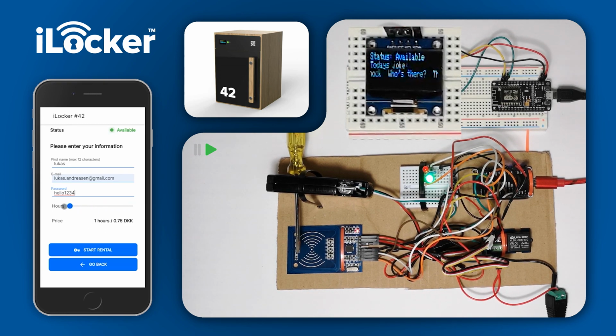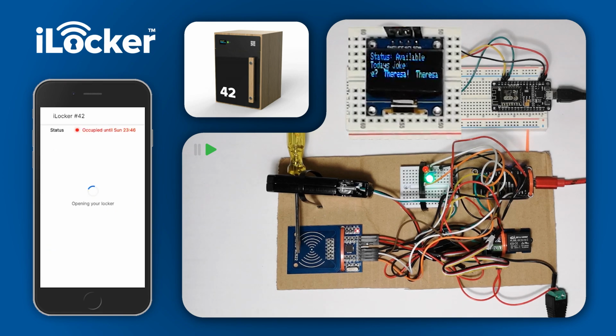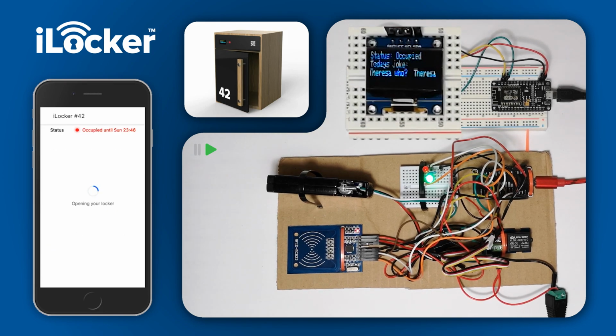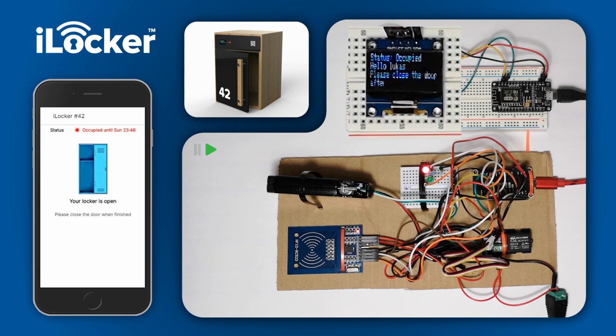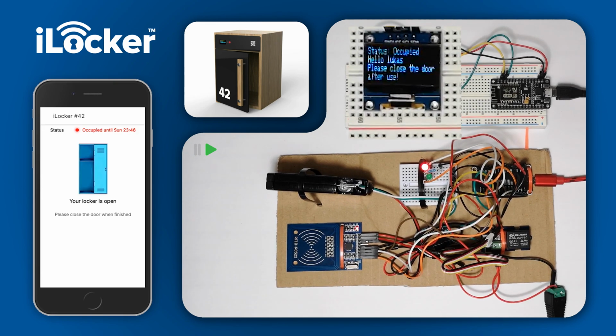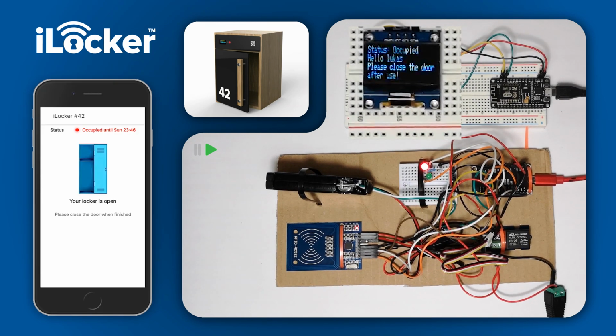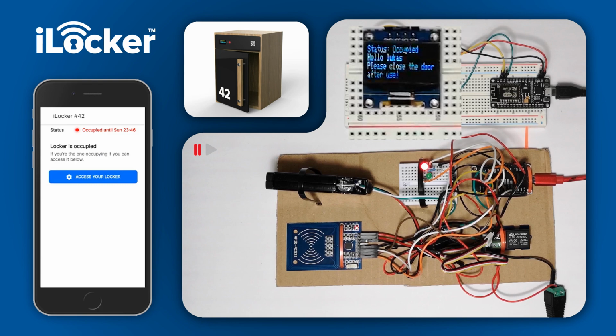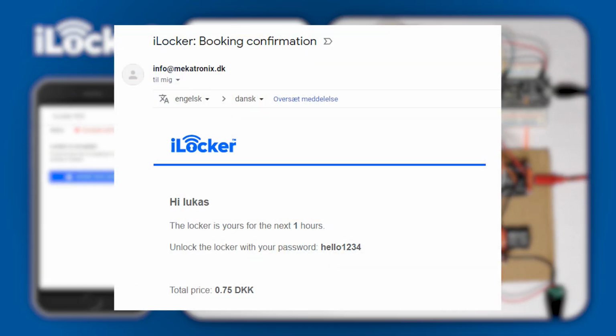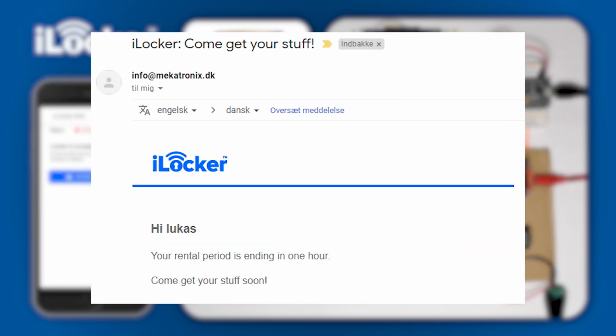And when we start the rental, you can see that the locker opens the door and the availability LEDs turn to red. As you can see, the app briefly shows an open locker door and it reminds you that you have to close the door after use. Furthermore, you will get an email that tells you that you have now rented the locker and gives you your password in case you forget it. You will also receive an email 1 hour before your rental ends in order to remind you that you have to come get your stuff.